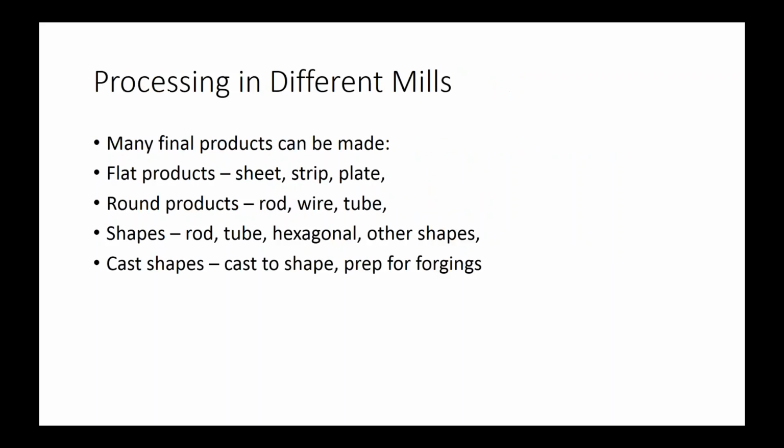Well, processing in various mills can be in different forms. Many final products can be made. You can make flat products, and we've talked about those in a previous webinar: sheet, strip, plate, and foil. Round products: rod, wire, tube, wire being the most made product in the copper industry. Shapes: rod again, but can be all kinds of different shapes of rod. Tube with special shapes on the outside or inside, hexagons, other shapes as per requirements from the orderer. Cast shapes: cast a shape or a preparation of a cast ingot or a shape for forgings.